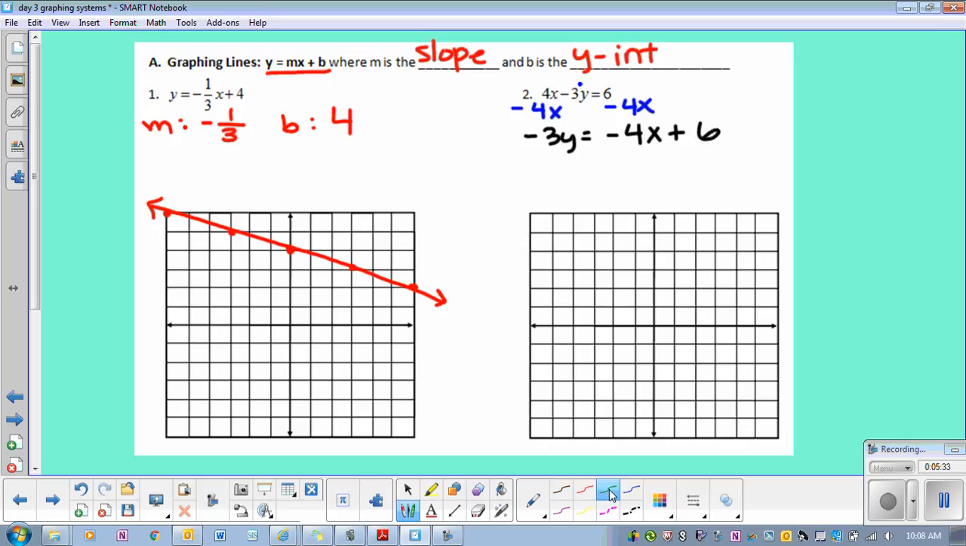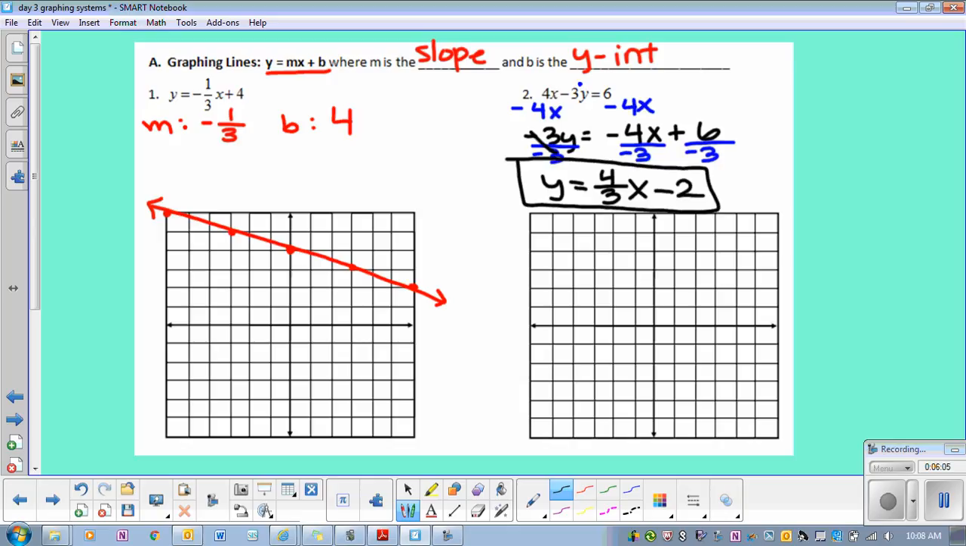Now what? You divide by negative 3. Good. Divide everything by negative 3. y equals, what's negative 4 over negative 3? It stays the same, just because it's positive now, right? 4/3 x. What's 6 divided by negative 3? Good. So now I have y equals 4/3 x minus 2. Let's go get our slope.